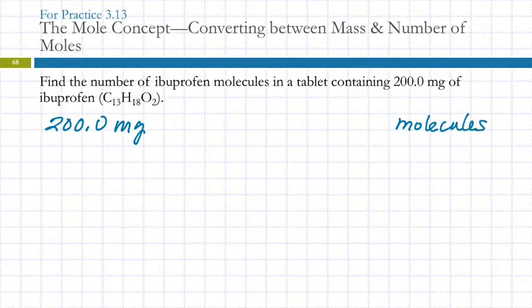So I've got milligrams and I've got molecules, and I'm missing some unit in the middle. What goes in the middle most of the time? Moles. Moles in the middle. So if we had moles in there somewhere, can I convert moles to number of molecules? Yeah, that's Avogadro's number. Now the question, how to get from milligrams to moles?